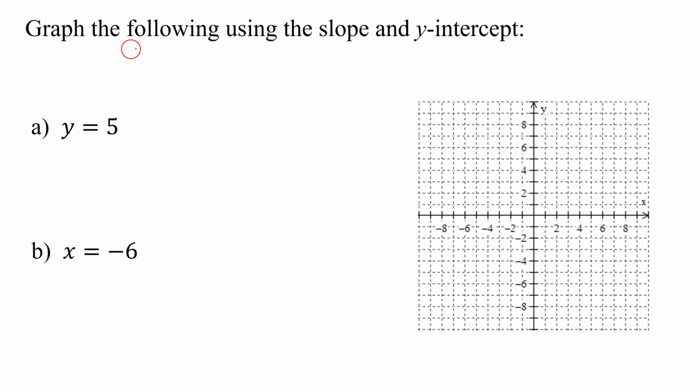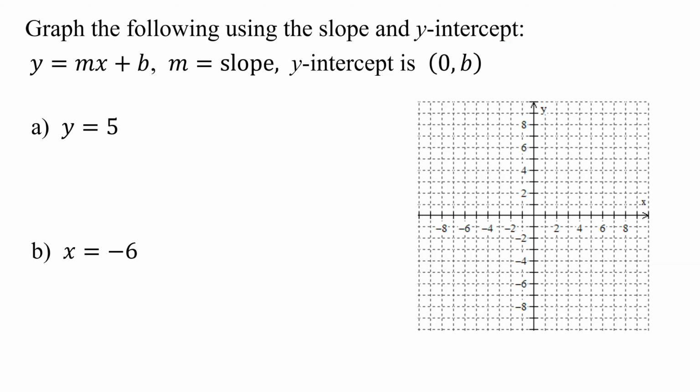In this example, we need to graph the following using the slope and y-intercept, and I have two equations here. Well, if I need to use the slope and the y-intercept, hopefully you remember the slope-intercept form of the line, which I've written here, and it's y equals mx plus b. M, the coefficient of the x term, is the slope, and b, the constant term, is the y-coordinate of the y-intercept.